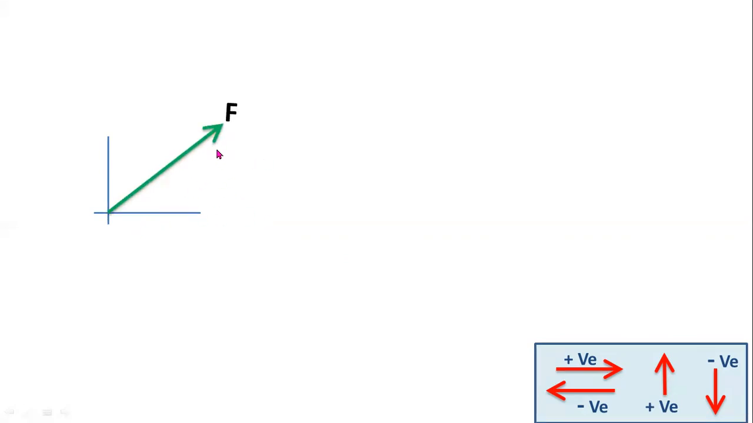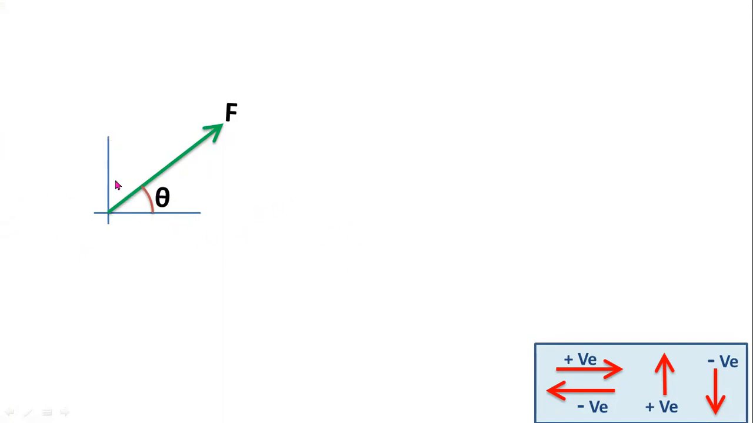Here you can observe this force is in the first quadrant. It makes some angle with respect to the x-axis. Theta is the direction of the force. For this type of force, first you have to split this inclined force into horizontal component and vertical component.